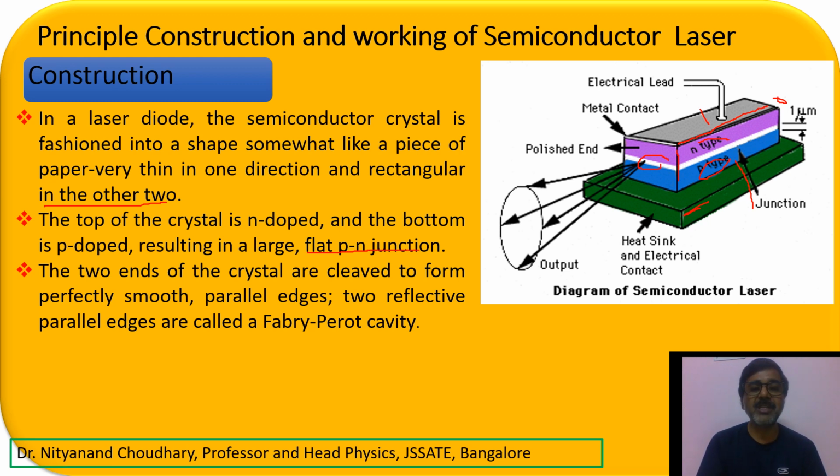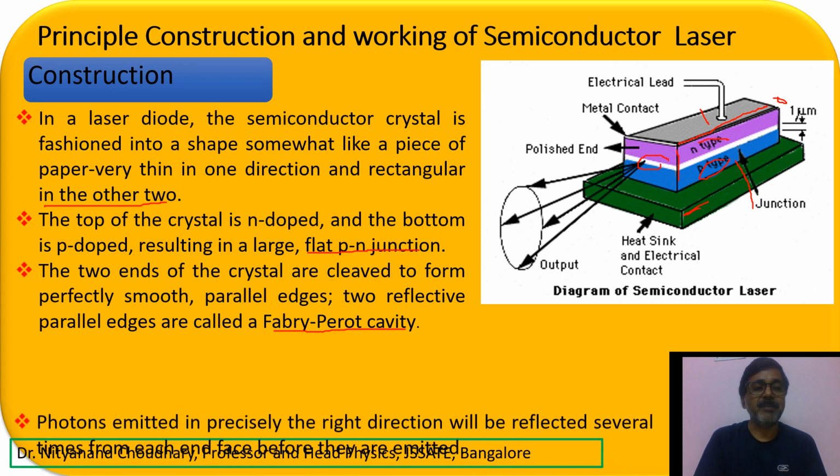The two ends of the crystal have been cleaved to form perfectly smooth parallel edges, and these two reflecting parallel edges are called the Fabry-Perot cavity. So what we have done is the two faces have been polished so that they act like a mirror, and we call this a resonator or Fabry-Perot cavity.